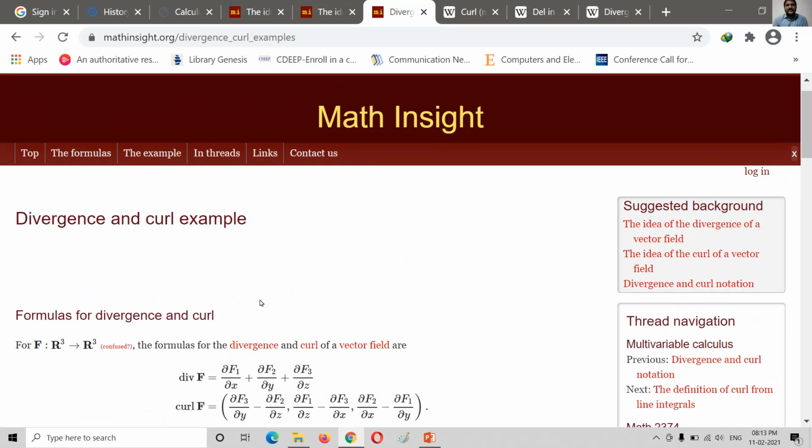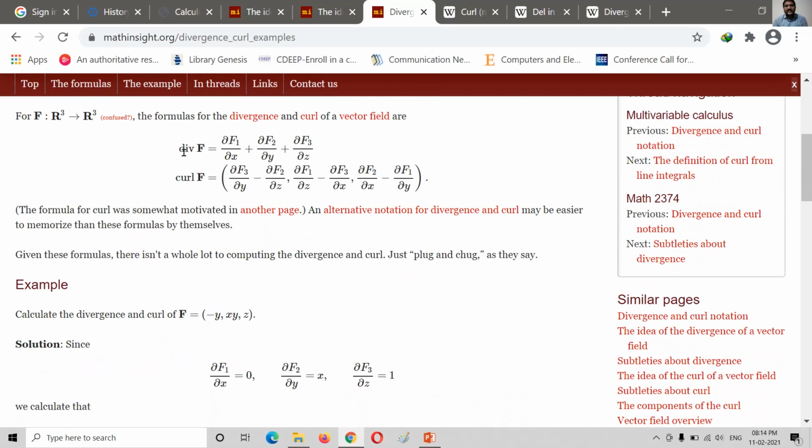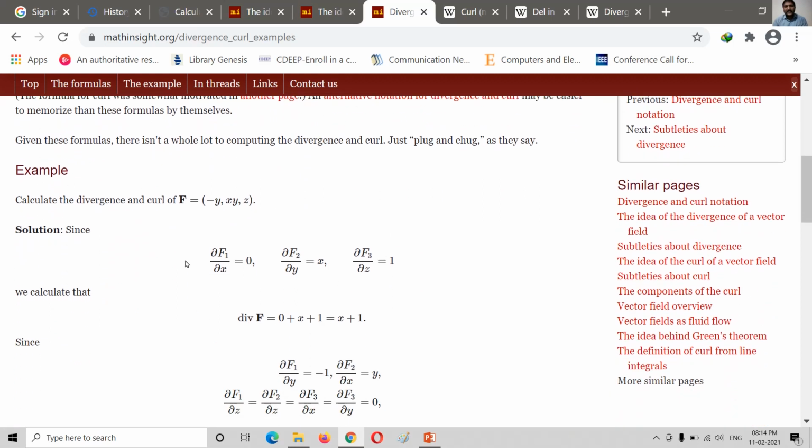To understand the examples related to divergence and curl, we are taking some examples so that you can understand the concept. We know that in the Cartesian coordinate system we have the divergence of F as del by del x of F1, del by del y of F2, del by del z of F3, and the same for the curl of F. Now consider we have to calculate the divergence and the curl for the vector F equals minus y into xy minus y into i cap plus xy into j cap plus z into k cap.